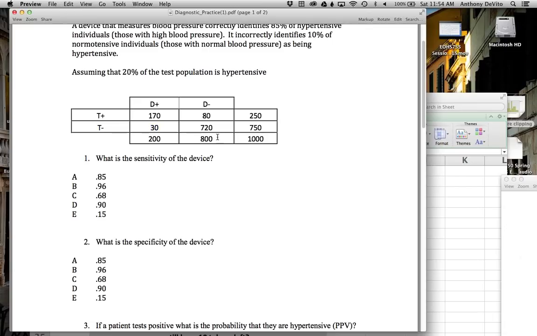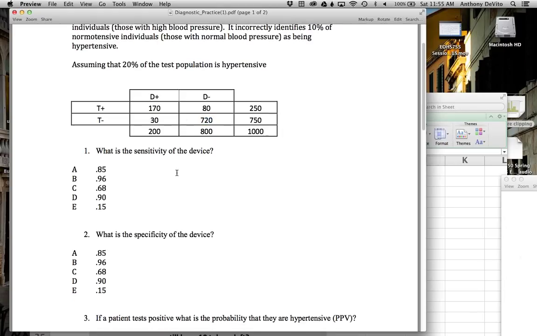The other 15%. Now, as far as the people who are not hypertensive, don't have the disease, they're in this column, right? Those people are 800 people in the population because it's 20% of the 1,000 people that are hypertensive, 80% are not. 10% of those people, it gets wrong. That's where the 80 comes from. 90% of the people, 720, it gets right, our specificity, right?